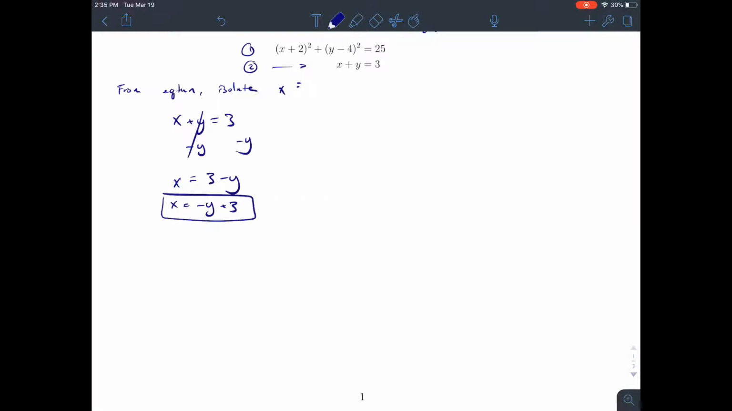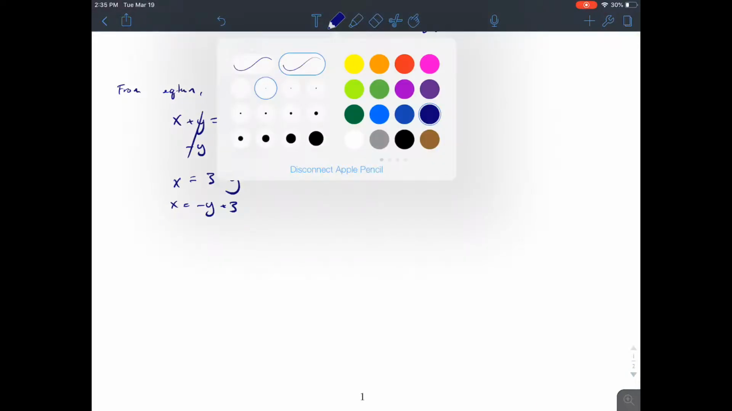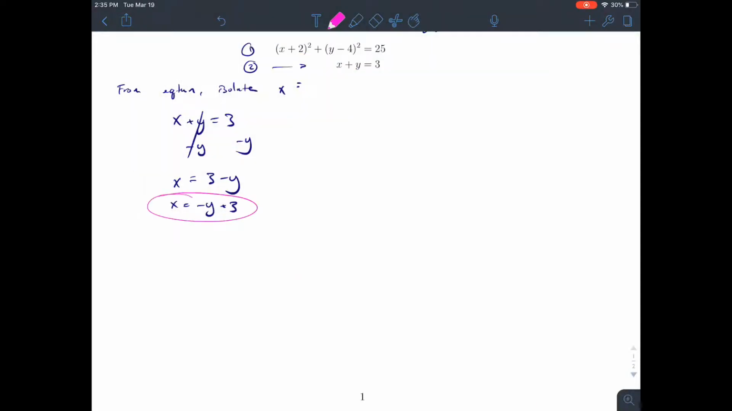Now the benefit of having this equation, I keep boxing it, it's not the final answer. The benefit of having this equation, I'll put a circle around it, is that now we can take this equation and substitute it into our other equation. So substitute this starred equation into equation 1. And this actually turns out to be really nice for us. Let's see why. We get negative y plus 3.